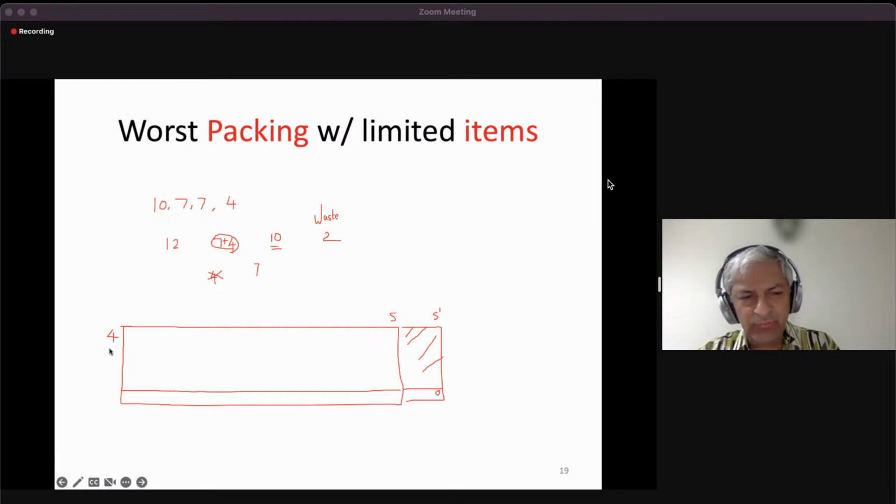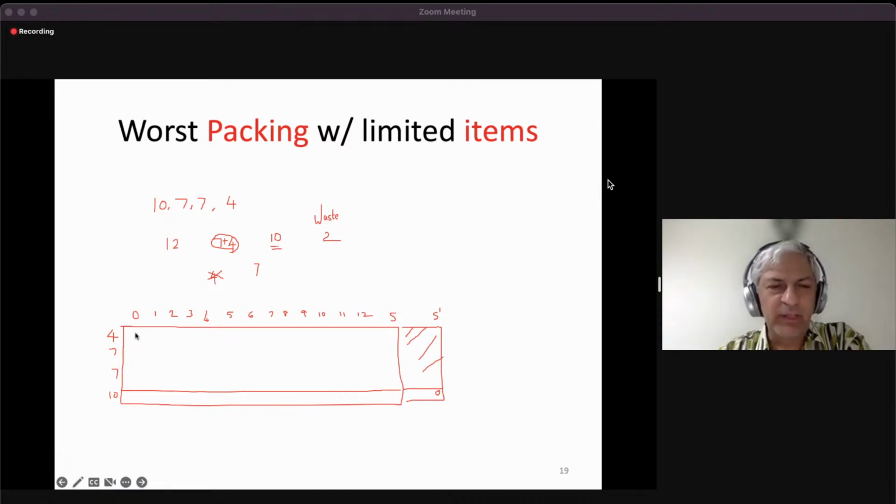So if I were to do 4, 7, 7, and 10, then let's use 12. So let's go from 0 to 12. 0, 1, 2, 3. So our S is 12.